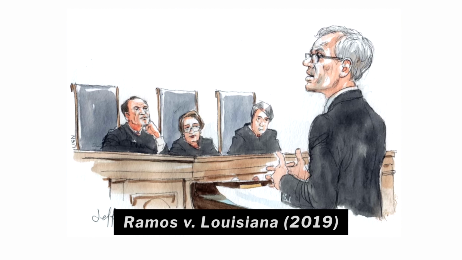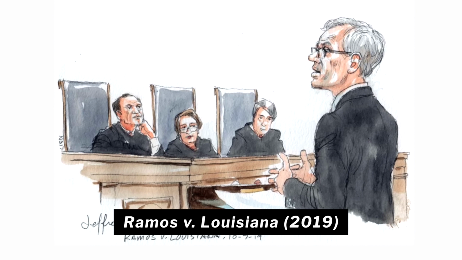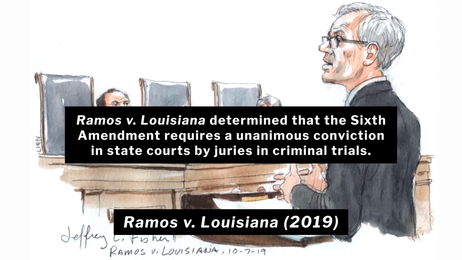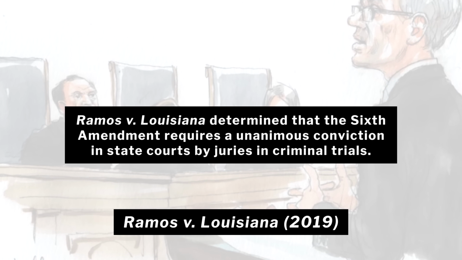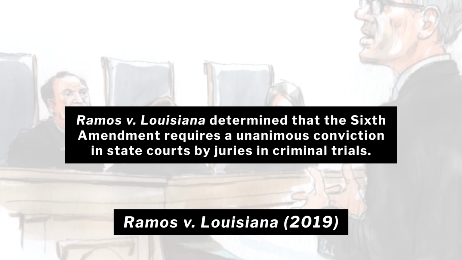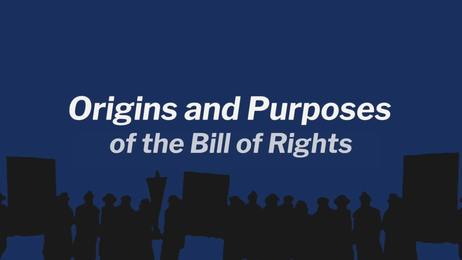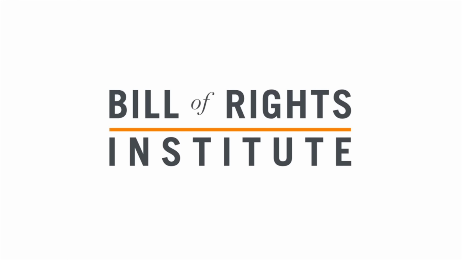In another recent case, a man successfully argued that a Louisiana law that allowed for non-unanimous convictions in criminal trials violated the 6th Amendment, which was applied to the states through incorporation. The Bill of Rights continues to provide Americans with a list of some of their essential rights. How will it continue to protect our individual liberties and limit government power? This has been the story of the origins and purposes of the Bill of Rights.